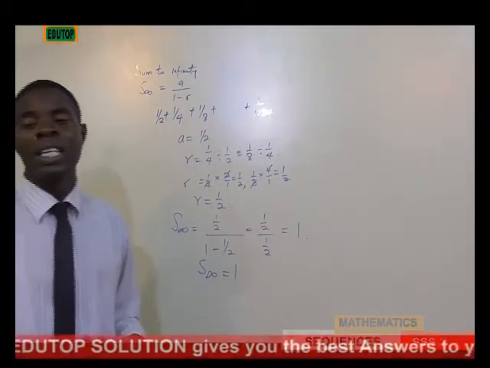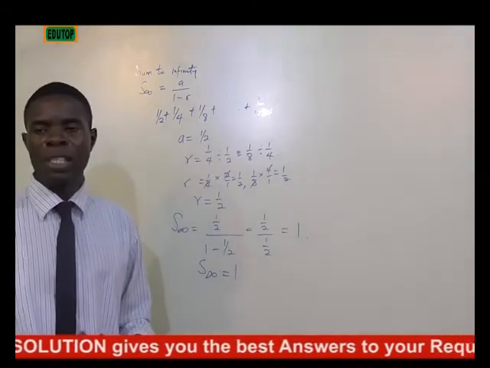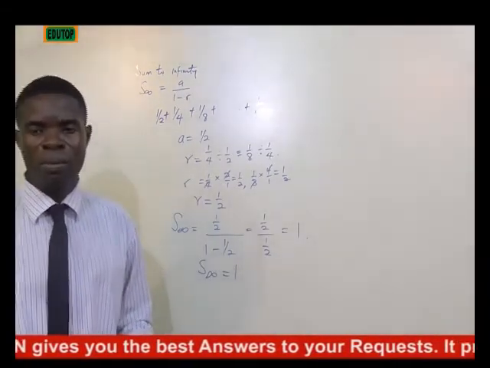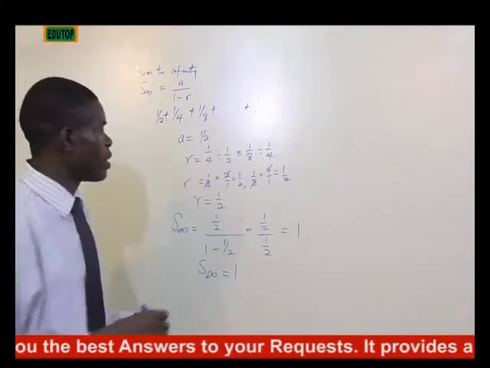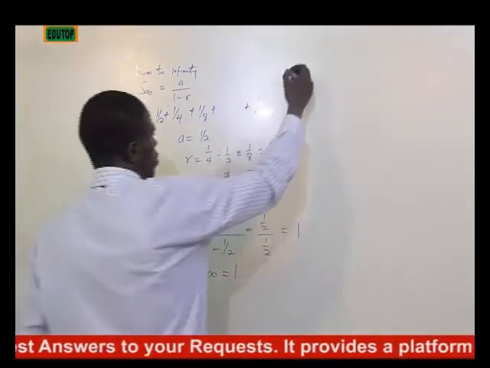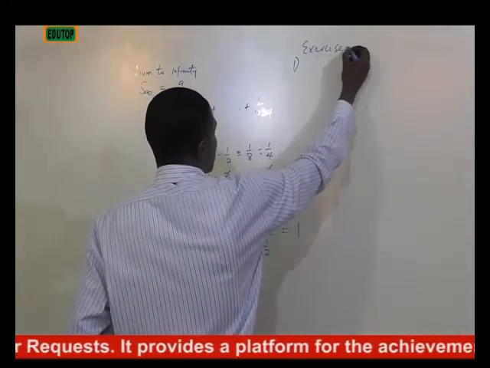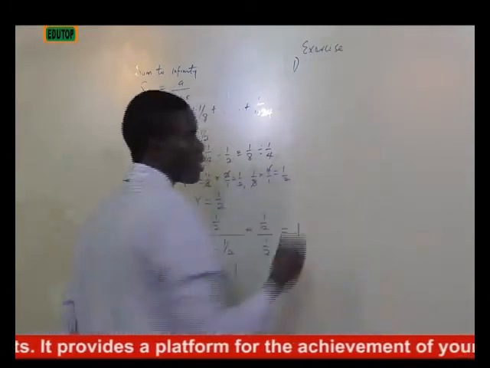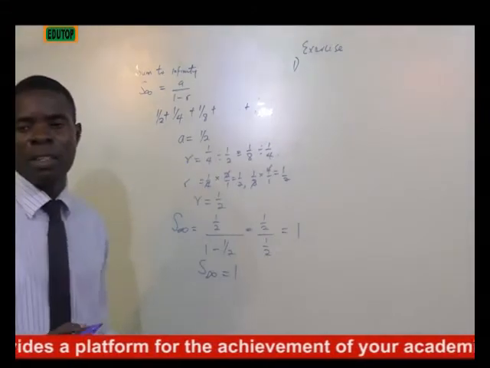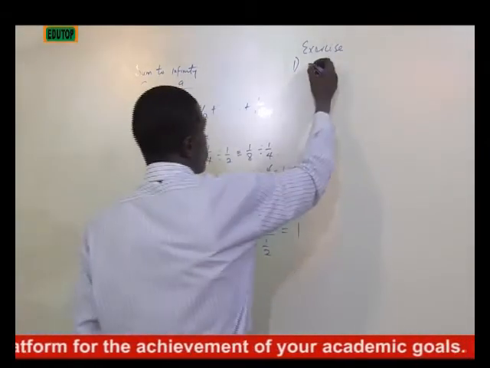Exercises. Exercise number 1. The 6th term of a GP is 2000.